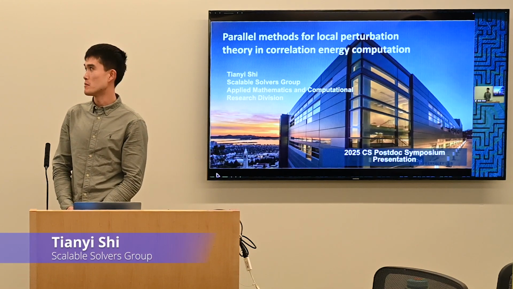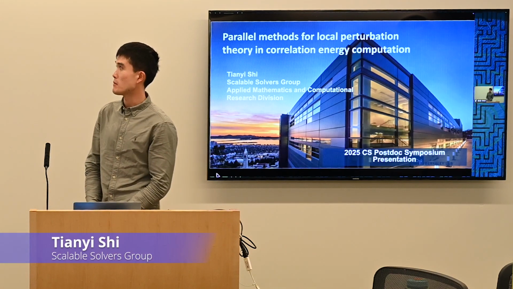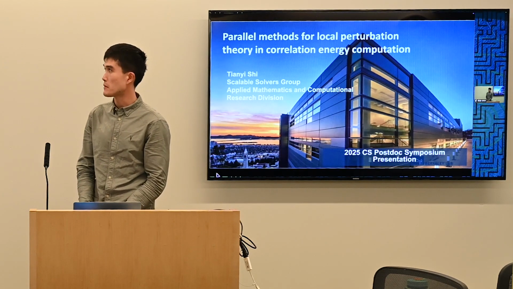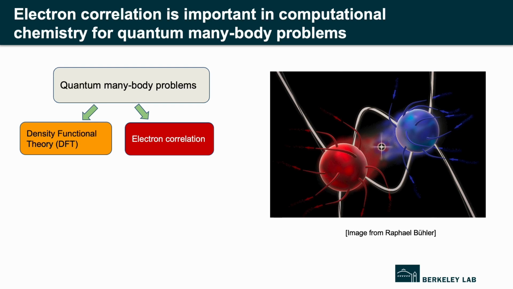My name is Tianyi. I'm from the Stable Solvers group, and I'm going to talk about using high-performance computing and numerical linear algebra to solve the quantum chemistry problem. Electron correlation, as in my title, is very important in computational chemistry because when we want to solve quantum many-body problems, typically there are two categories that we can use. One is called density functional theory, and everything else that cannot be explained by DFT will be put into electron correlation, especially to correlate atom things together as a group.